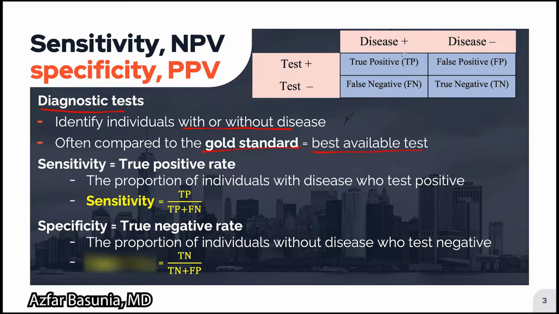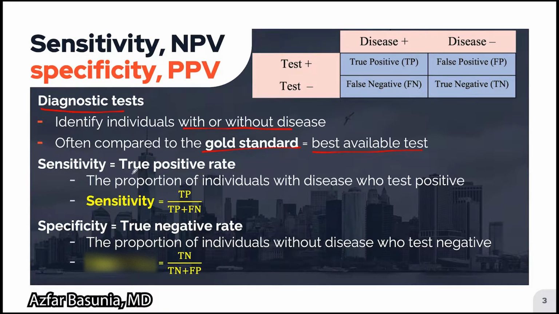If the patient with the disease tests positive with the diagnostic test, that is considered a true positive. Similarly, if the patient without the disease tests negative for the diagnostic test, that is considered a true negative. Conversely, patients without the disease testing positive for the disease is considered a false positive, while patients with the disease testing negative for the disease is considered a false negative.